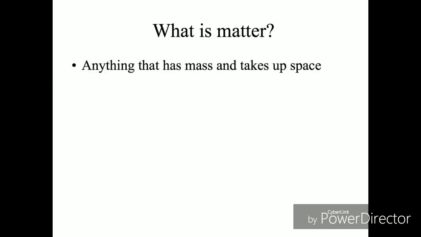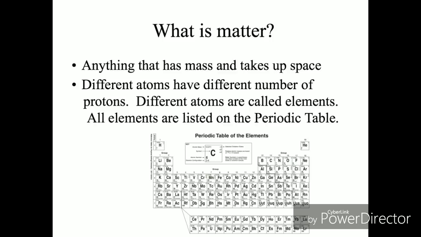Hopefully you recall from the beginning that chemistry is the study of matter and its changes. Matter is anything that has mass or takes up space. Matter is anything that has density. All matter is made up of atoms. There are 118 different atoms. Different atoms have different amounts of protons. They are called elements. They're all listed here on the periodic table of elements.